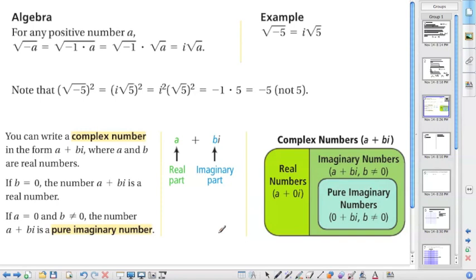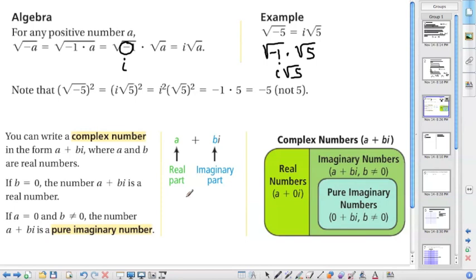The last slide is just a summary of the previous slides, where for any positive number a, you're going to have the square root of -a, which becomes the square root of -1 times positive a, breaking apart into the square root of -1 times the square root of a, and anytime you have a negative inside the square root, you pull out an i. So same thing here, it's -1 times square root 5. The square root of -1 is i square root 5.